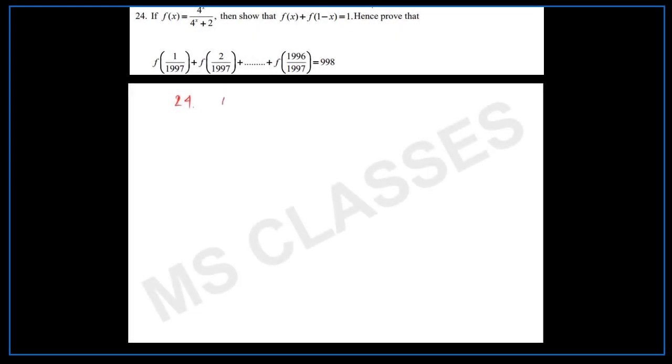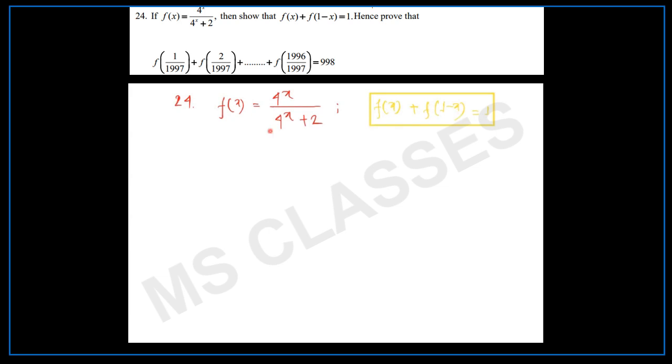It is given f(x) equals 4 to the power of x by 4 to the power of x plus 2. And we have to show here f of x plus f of 1 minus x equals 1. And hence we have to show the value of another expression, which we will come to after proving this one.